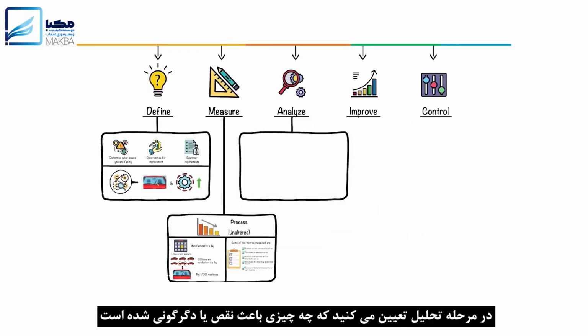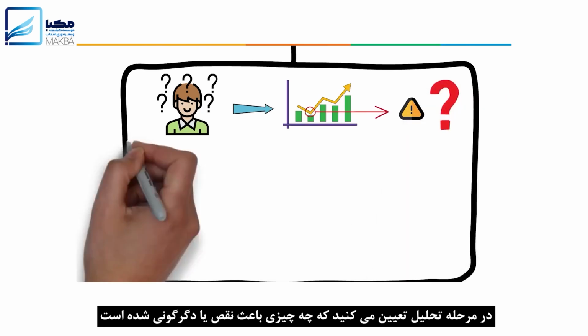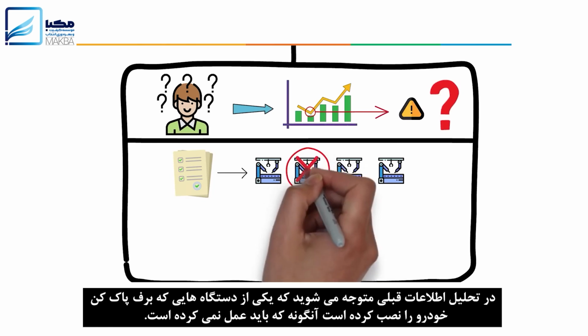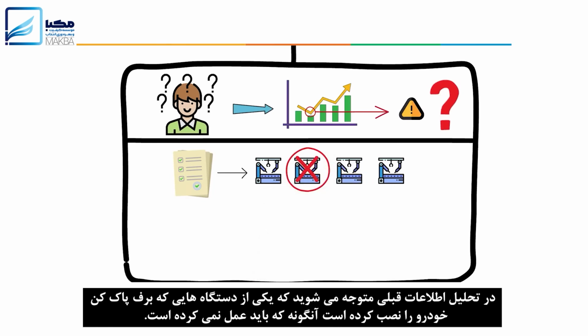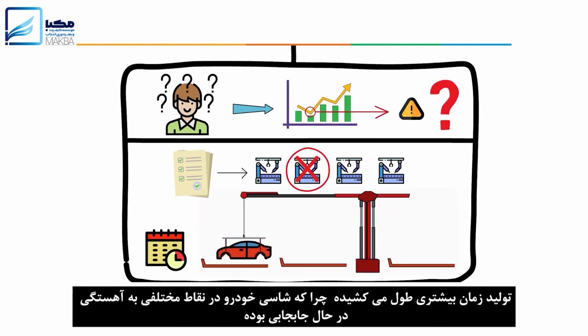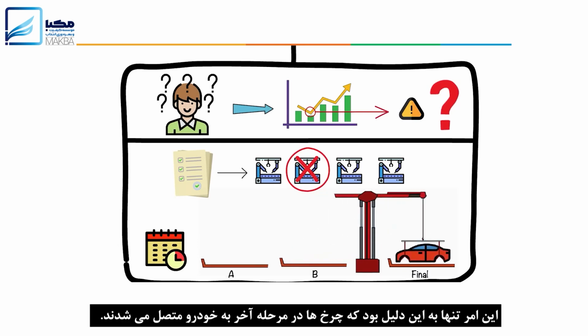Following this, in the Analyze phase, you determine what caused the defect or variation. On analyzing previous data, you find out that one of the machines that installed the windshield wiper was not performing as well as it was supposed to. Production was taking longer since the car chassis was being moved across the different locations slower, as cranes had to individually pick and drop the frame. This was because the wheels were attached to the car only in the last stage.